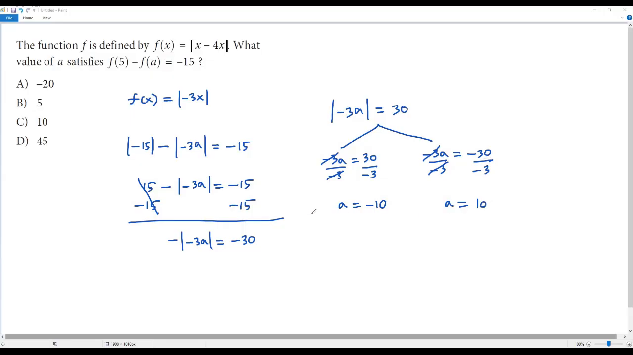Okay, here I get two values for a. One is negative 10 and the other is positive 10. And we find this positive 10 in answer choice C. So the correct answer choice for this question is C.